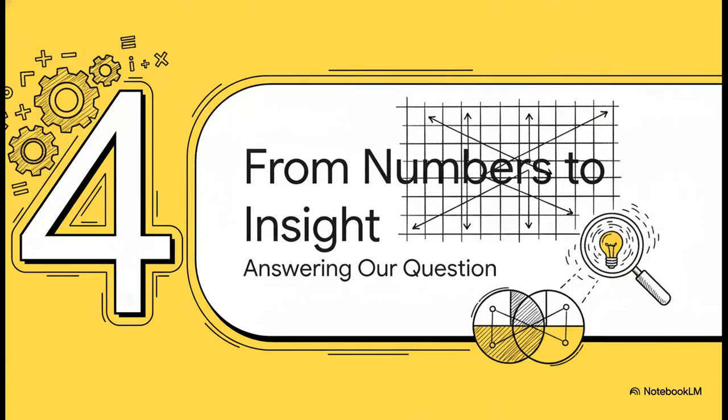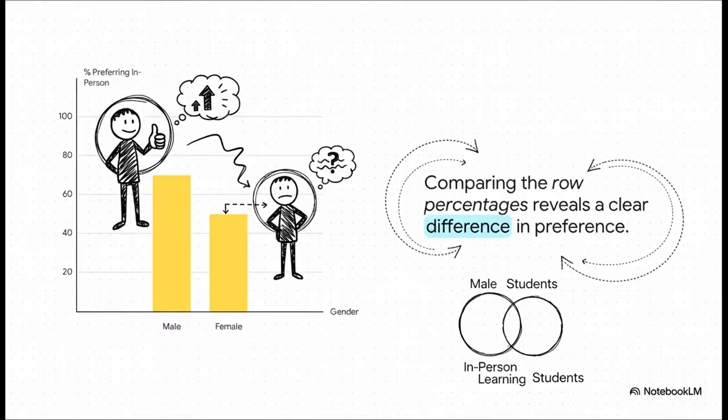So we've done the math, we've picked the right perspective, and now, finally, we are ready to pull back the curtain and reveal the story that our data has been waiting to tell us all along. And boom, here's our answer in a simple chart. By comparing the correct percentages, our row percentages, the pattern just pops right out. We can clearly see that 70% of male students prefer in-person learning compared to only 50% of female students. So based on our data, yes, there is a connection. Male students in our survey showed a stronger preference for in-person learning than the female students did.